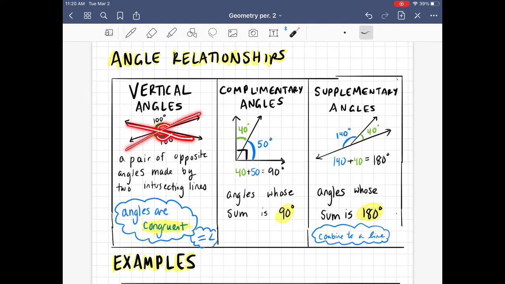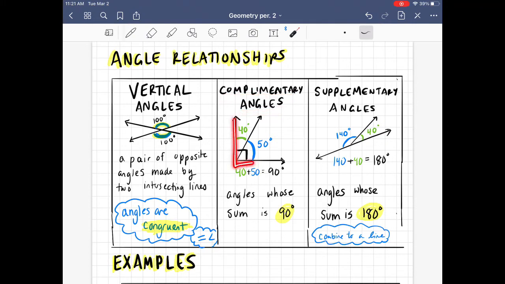Vertical angles, this one, they're across from each other or opposite angles, and you see these lines intersecting. That's how you know they're vertical. Special thing about them is that they are equal, so you can see they're both 100 degrees. Vertical angles are equal. They are congruent.